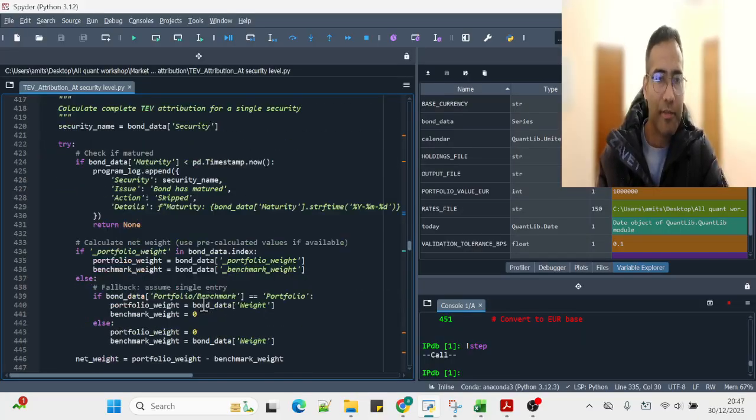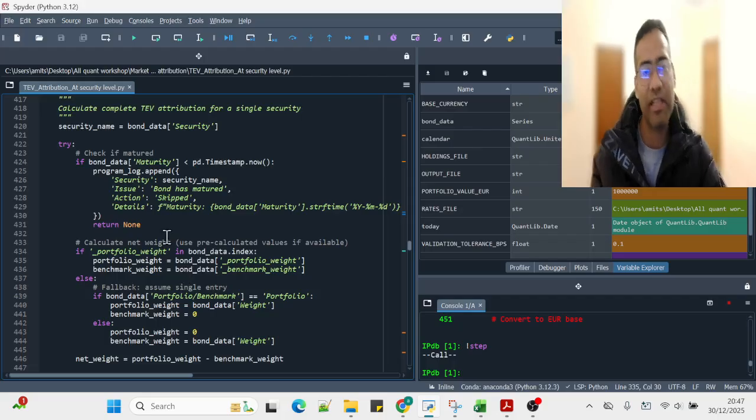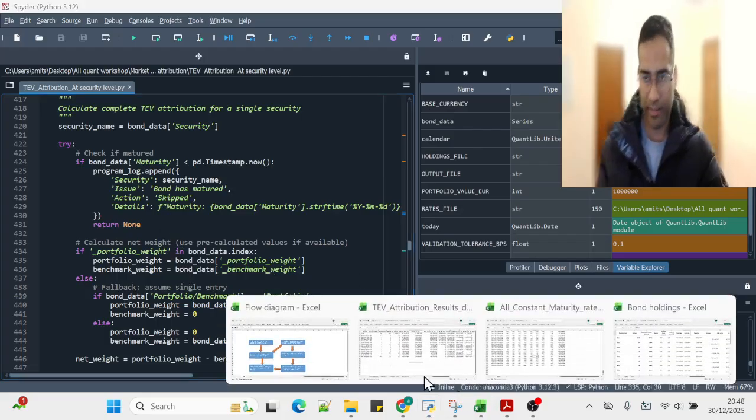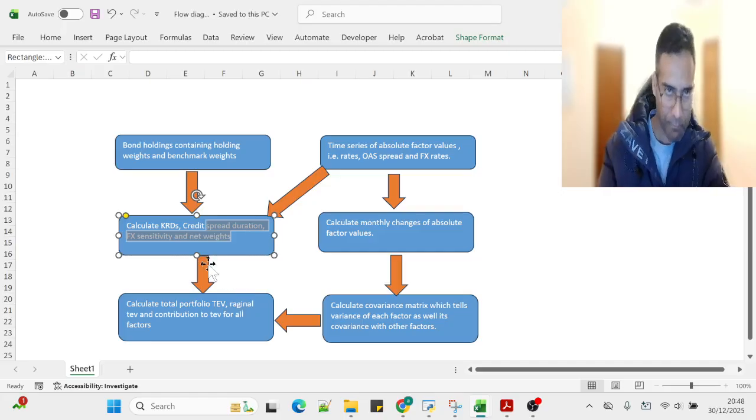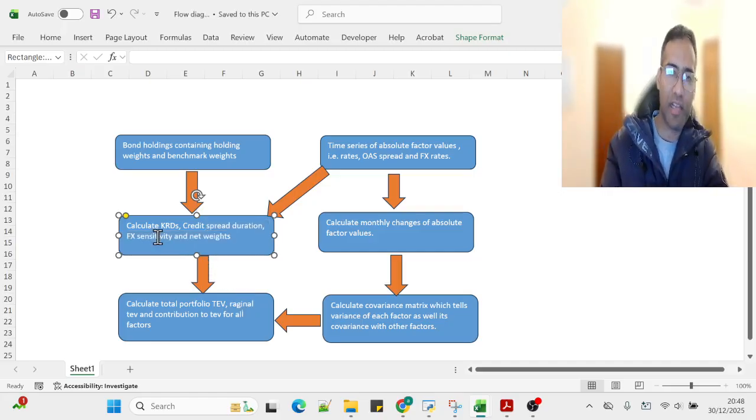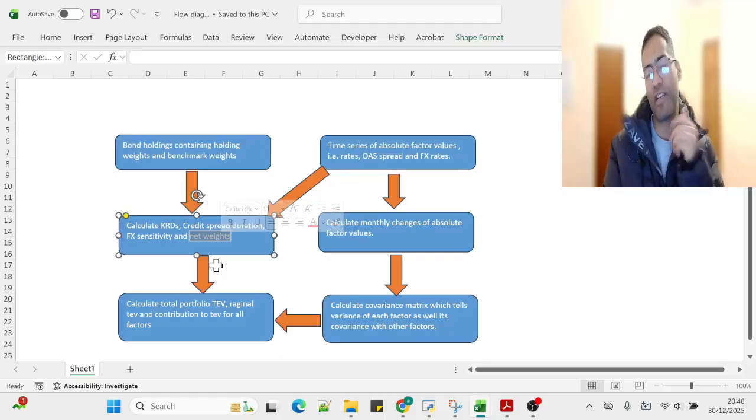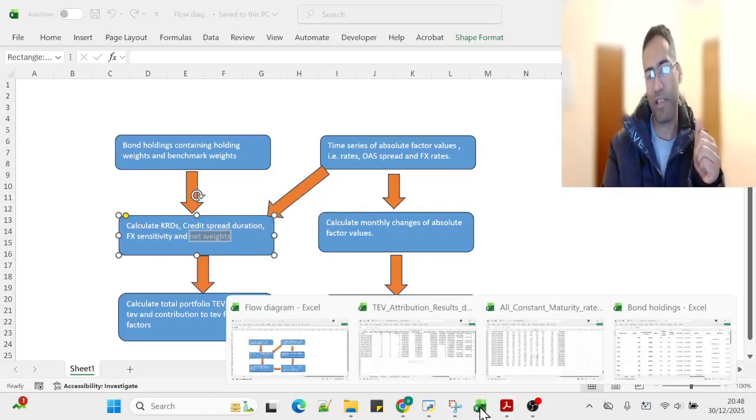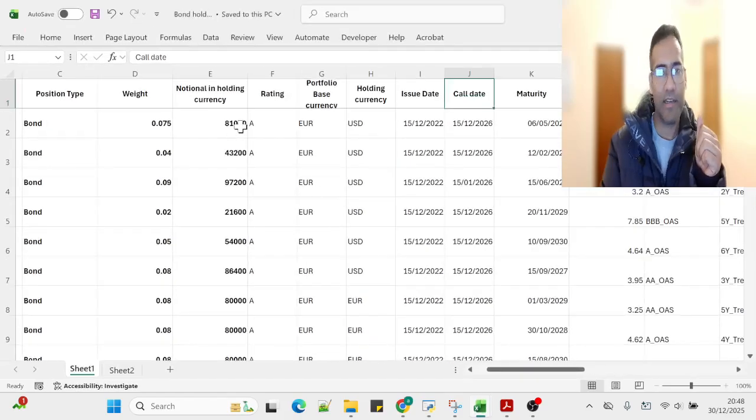Okay, now the next point is, you have calculated FX sensitivity, KRD, and credit spread. Okay. Now you have to calculate net weight. What is net weight? Net weight is nothing but this.